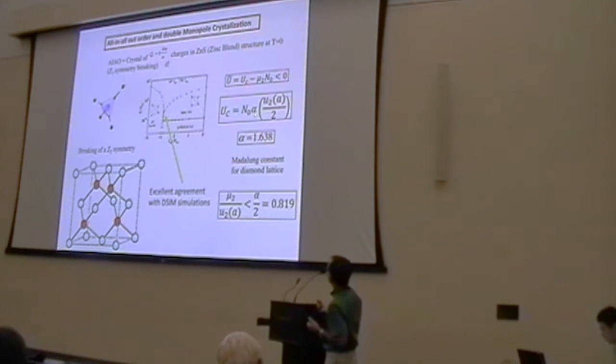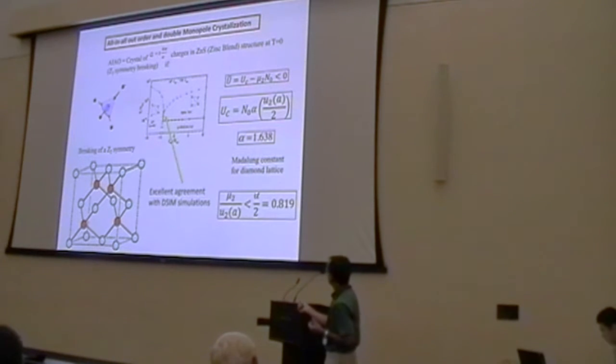So you can calculate the ionic energy of this crystal structure. Here's the ionic energy. This is the Madelung constant for a diamond. That is, this is the Coulomb interaction for pairs of nearest neighbor charges. And this is the energy scale for creating those double monopoles. If this is bigger than this, you get a vacuum. If this is bigger than this, you get a crystal at zero temperature.